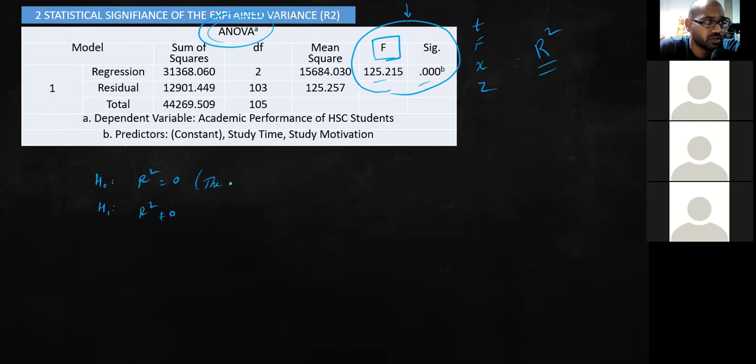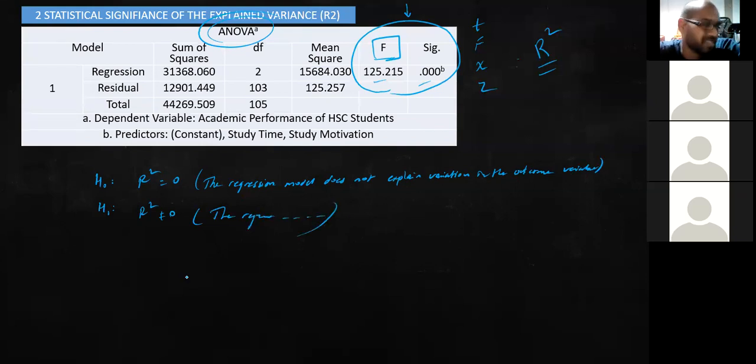And what it therefore means here, we're saying that the regression model does not explain variation in the outcome variable. In our case here, academic performance. And here, basically, c'est le contraire, the regression model explains significant variation in the outcome variable. So that's implicitly the hypothesis that is being tested here.